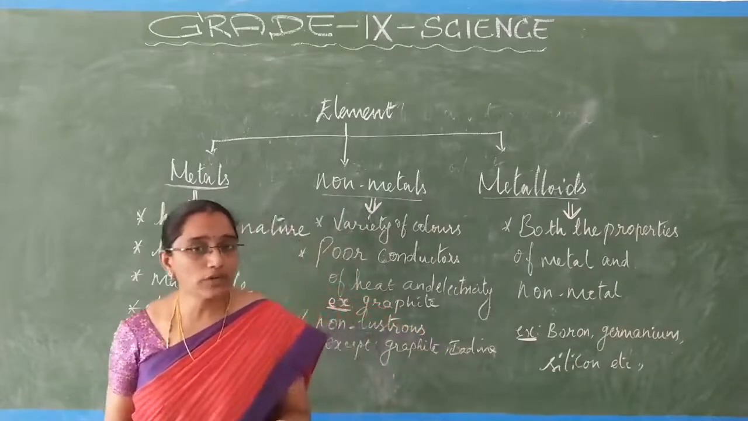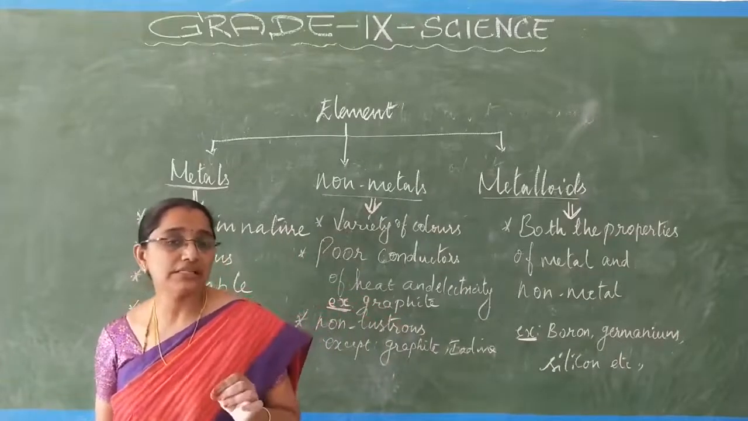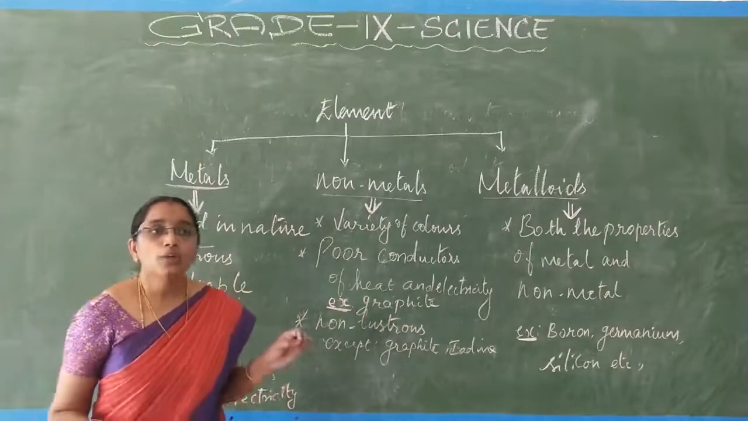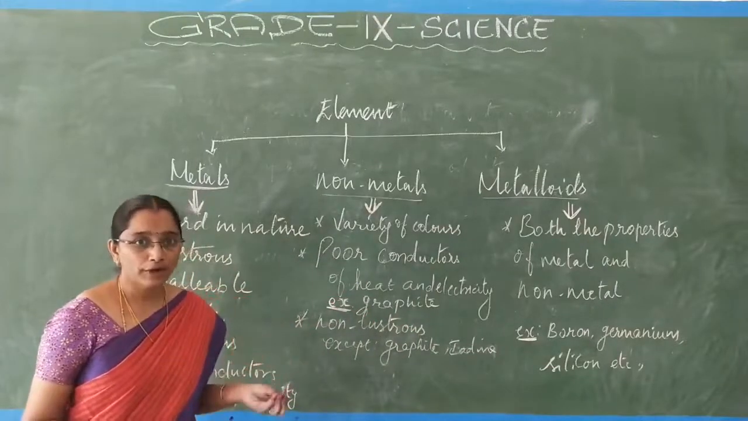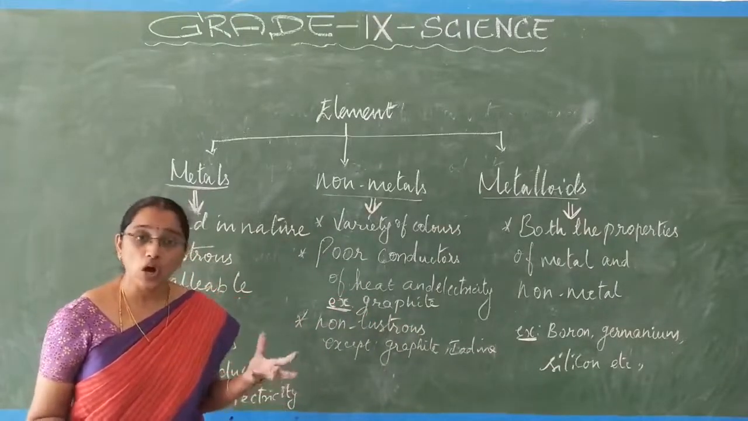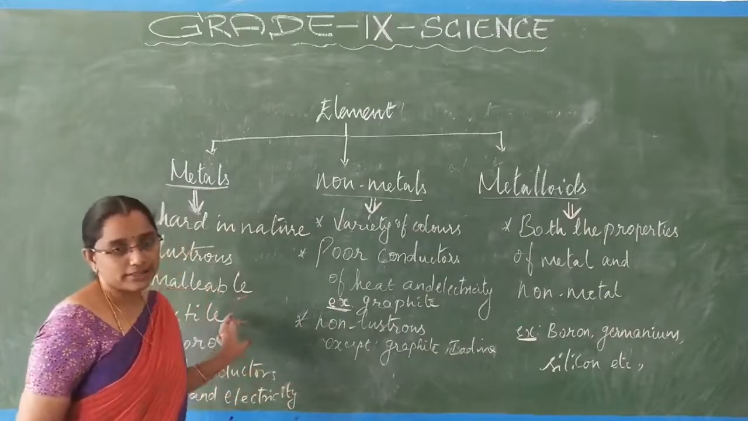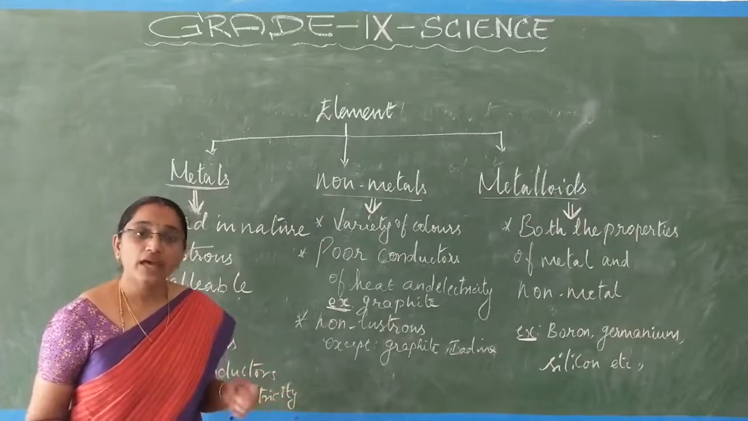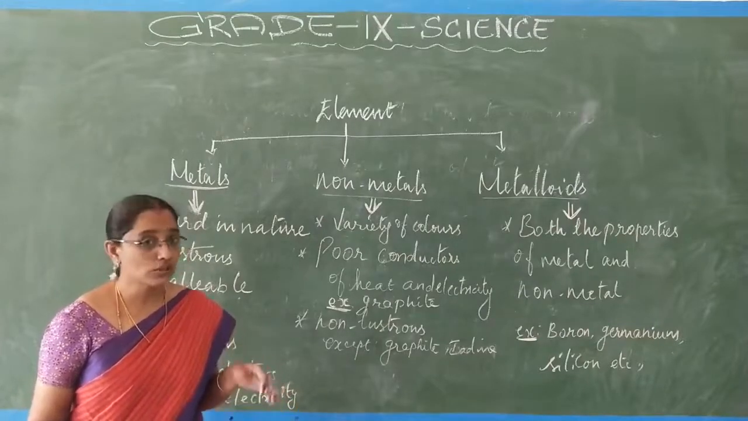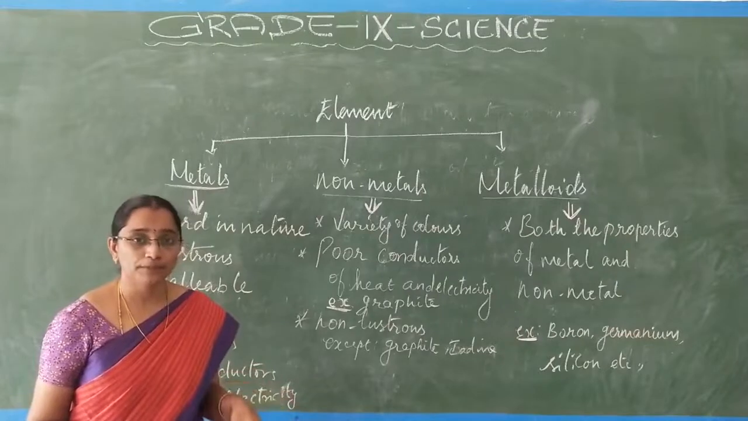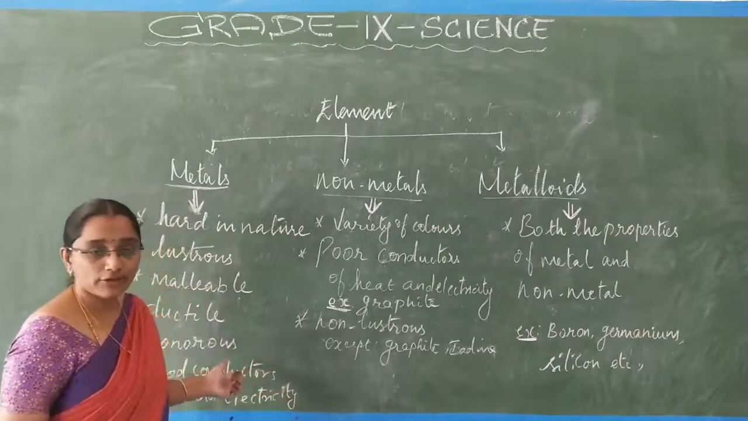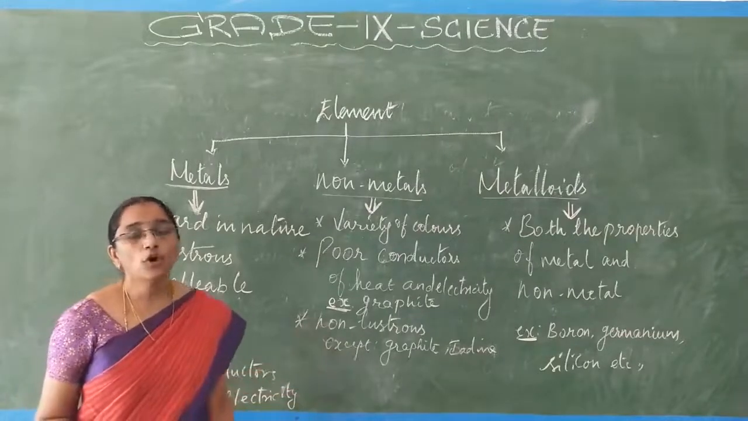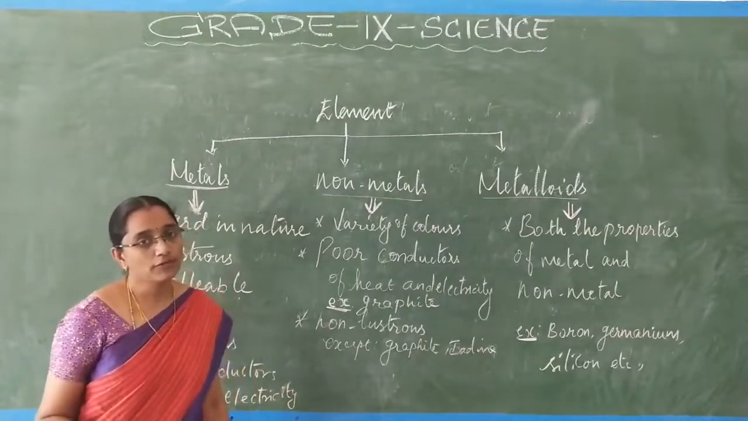So what about non-metals? We say that metals are hard in nature, but when we come to the non-metals, most of the non-metals are in powder form, and they are not hard like metals. Okay, and some of the non-metals are in gaseous form. And we have one non-metal which is also in the form of liquid, bromine. We have a metal which is in the form of liquid, called mercury. Just like that, for non-metals also, bromine is the non-metal which is in the form of liquid.